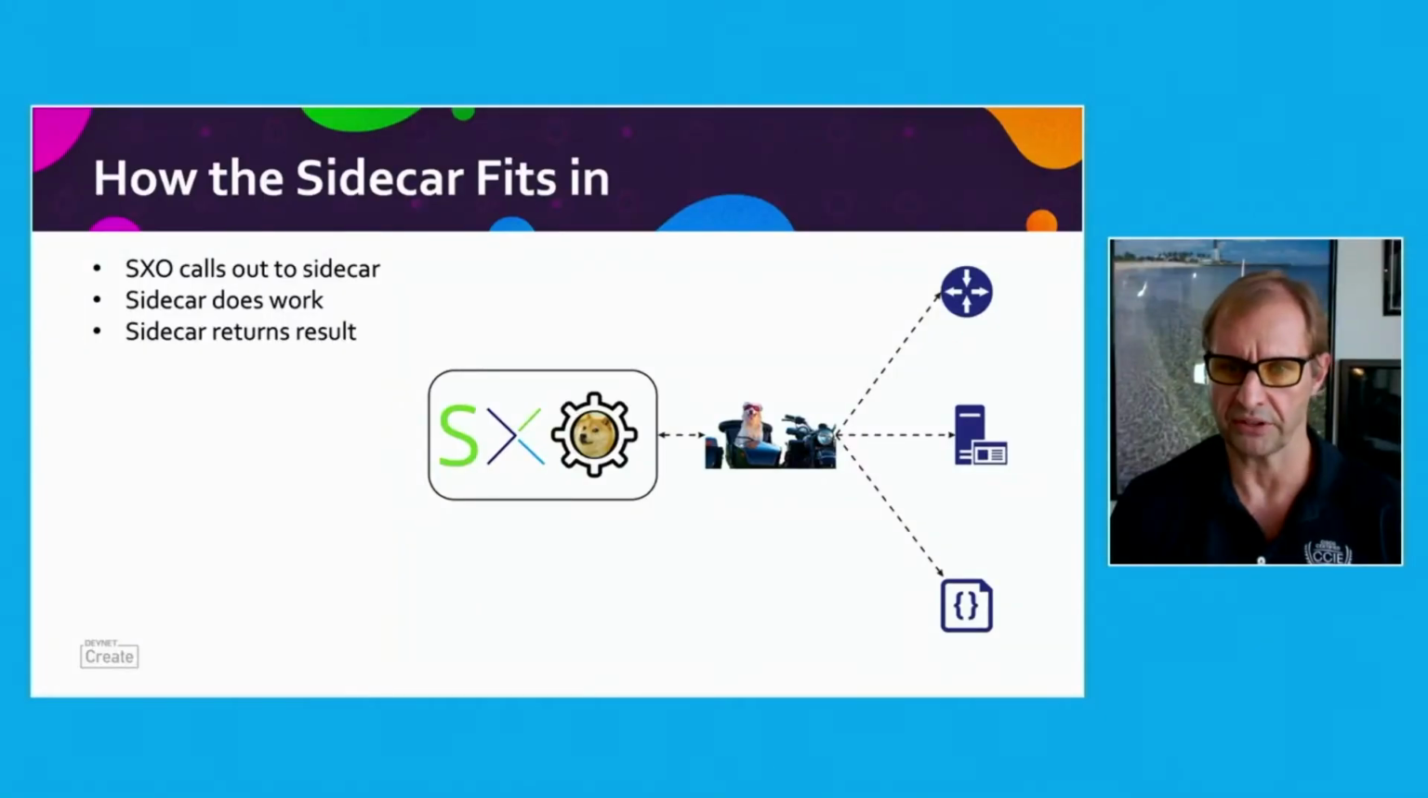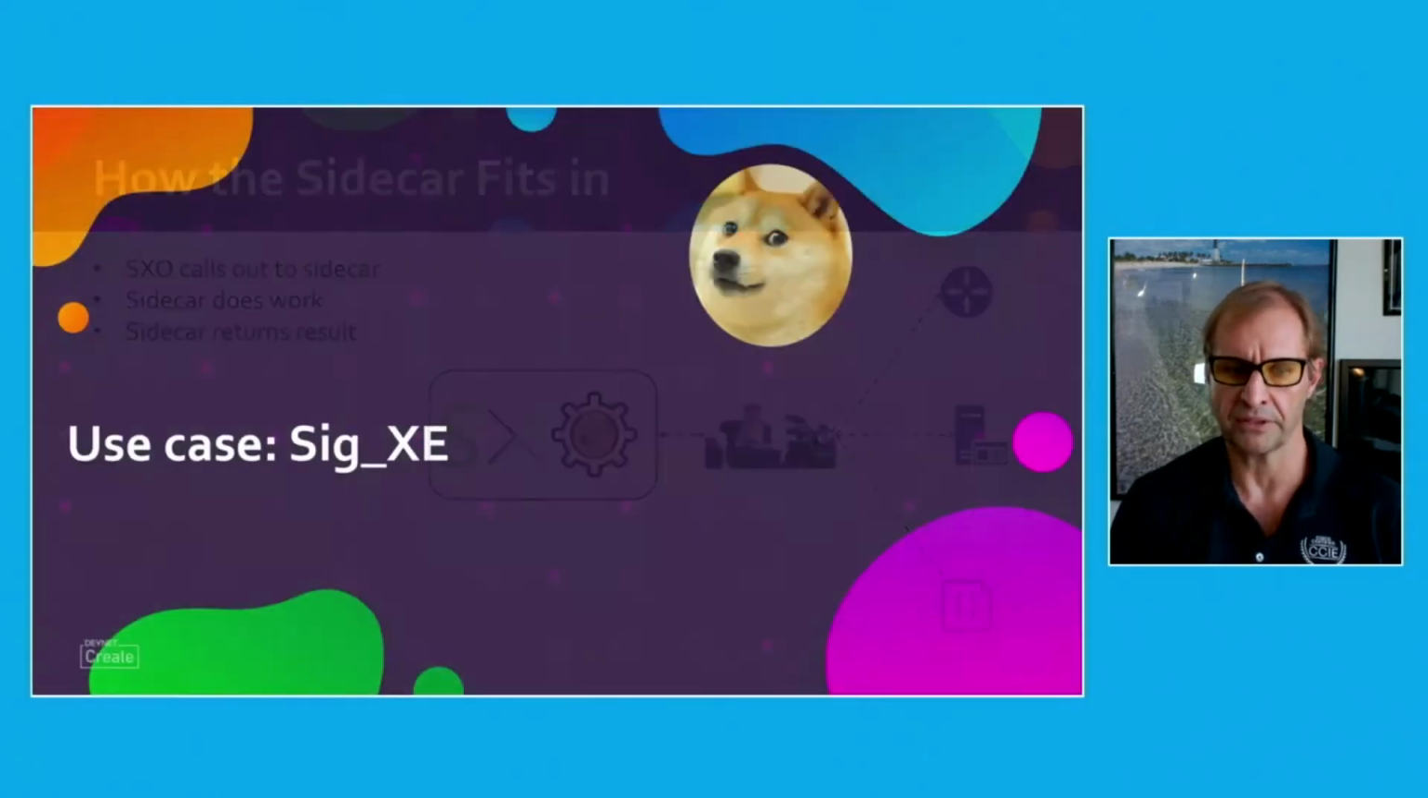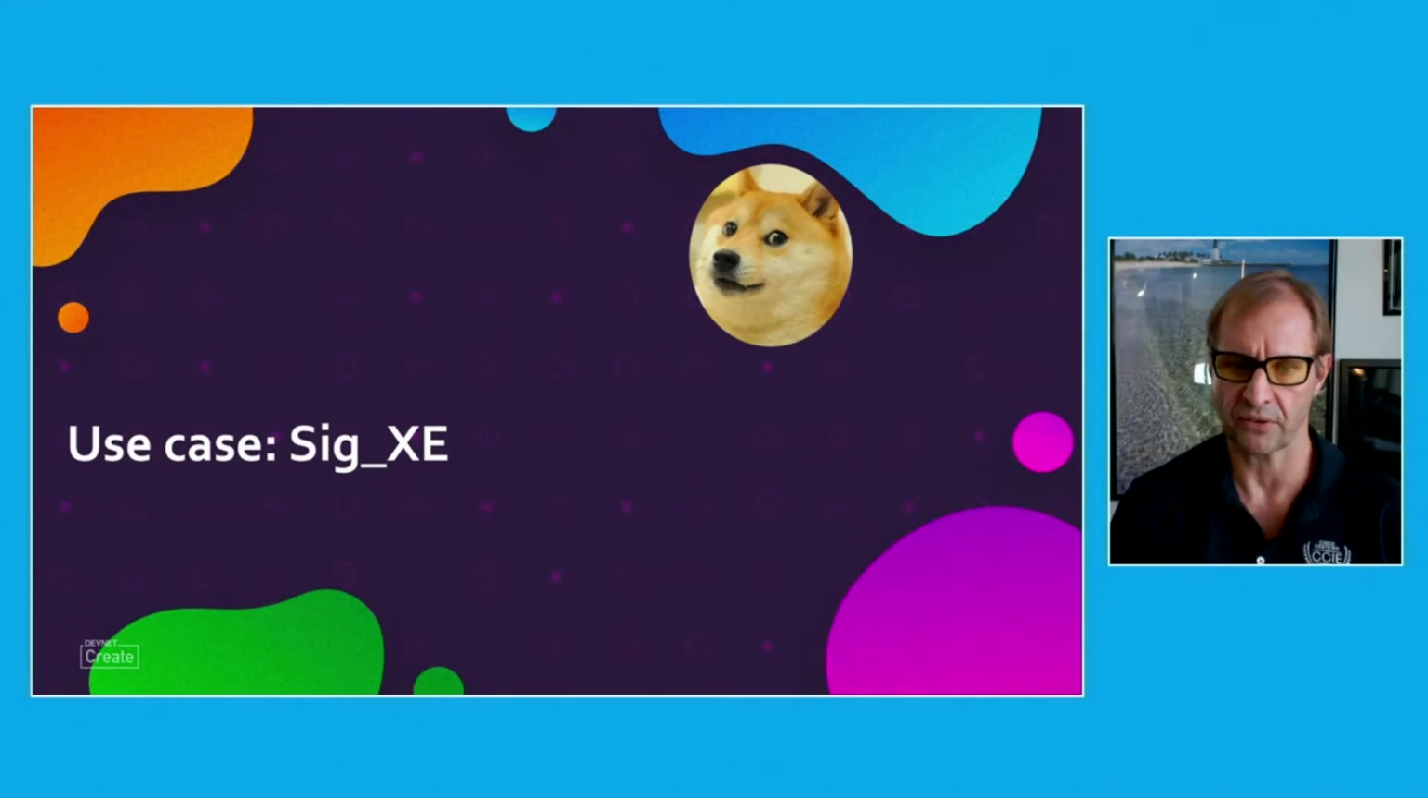So let's connect the dots here. So how does this work? Well, the general pattern is SXO is going to send a call out to Sidecar saying, hey, do a thing. Sidecar is going to go out and do a thing, and then it's going to return that result to SecureX Orchestrator, such as success, failed, gosh, I don't know, but something will happen and we're going to get a result back. And with that, I'm going to turn this over to Nick, and he's going to describe our specific use case.